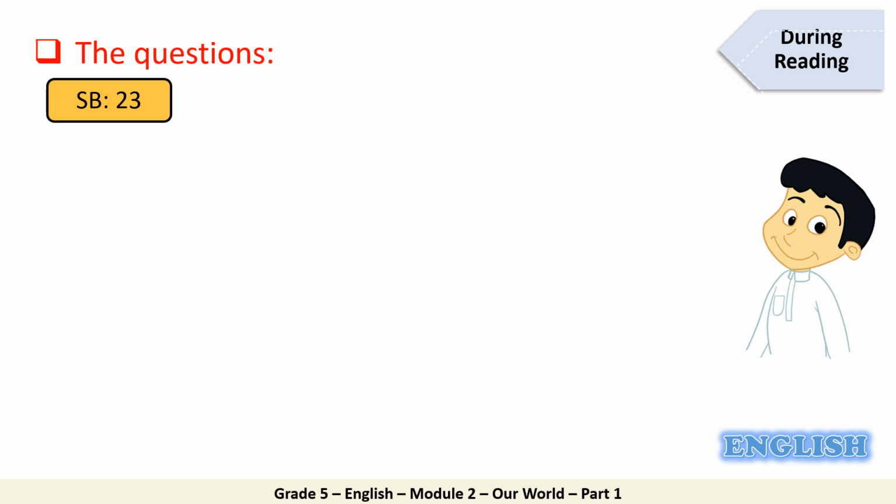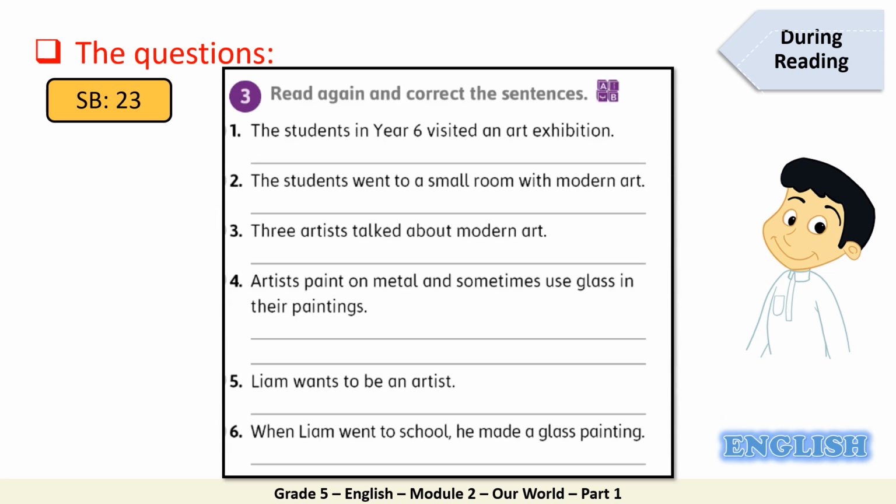Now it's time to read the article again. This time you are going to read in detail. To do what? To answer these questions in your student book, page 23, exercise number 3. In this exercise, all the statements are false. There is a mistake in each sentence. You have to find the mistake, underline it, and write the correct answer under it.